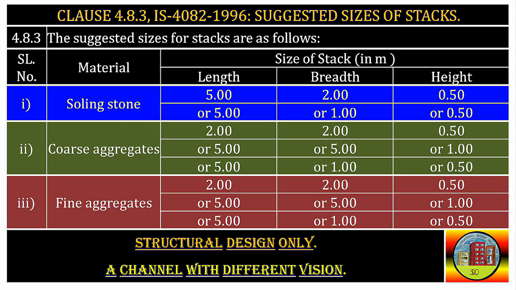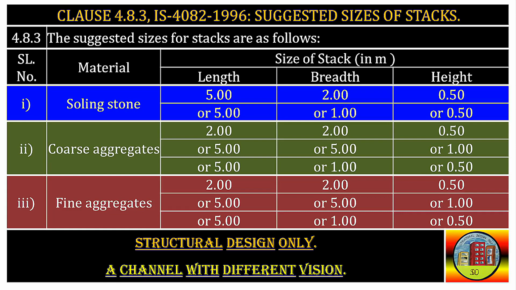Number 2, coarse aggregates. Length of stack may be 2 meter, breadth 2 meter and height 0.5 meter, or length 5 meter, breadth 5 meter and height 1 meter, or length 5 meter, breadth 1 meter and height 1 meter. Number 3, fine aggregates.